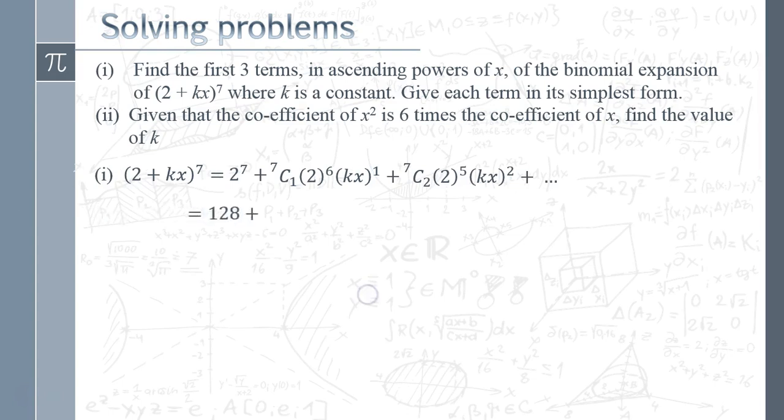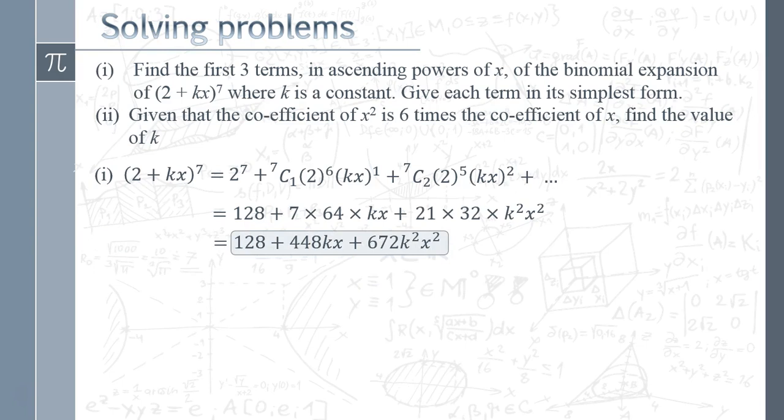So we're just going to proceed as normal now. We're going to do the tidying up. 2 to the power 7 is 128. In the next term I've got 7 times 64 times kx, and the third term I've got 21 times 32, and again note the careful use of brackets. I've got k squared x squared from multiplying out (kx) all squared. Tidy that up, and there is my expansion. Hopefully we'll realise that that's fairly simple and straightforward.